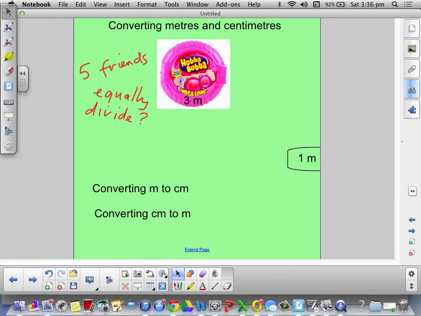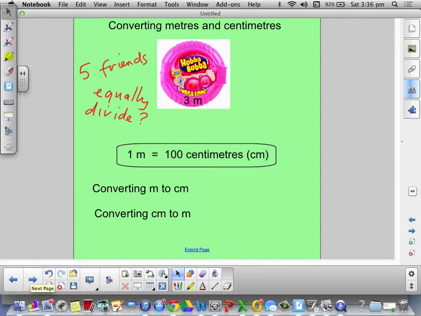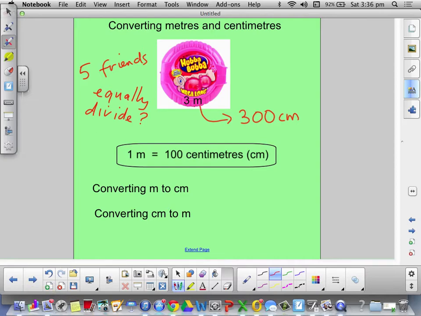What I want to do is grab this fact here again. Okay, this is the fact we started with: 1 metre equals 100 centimetres. So if we're going to convert this bubble tape, 3 metres of bubble tape, into centimetres, 1 metre equals 100, so 3 metres, well, you probably can work that out pretty quickly. 300 centimetres. All right, so a bit further down here, when we're converting metres to centimetres, the idea is that we multiply by 100. Multiply the number of metres by 100 to get the conversion into centimetres.